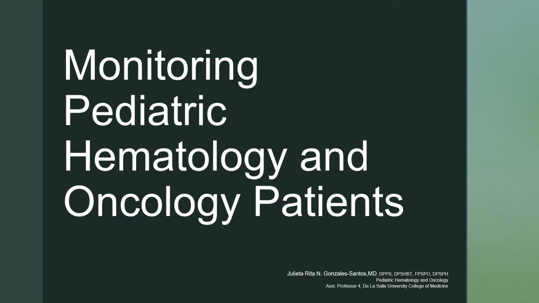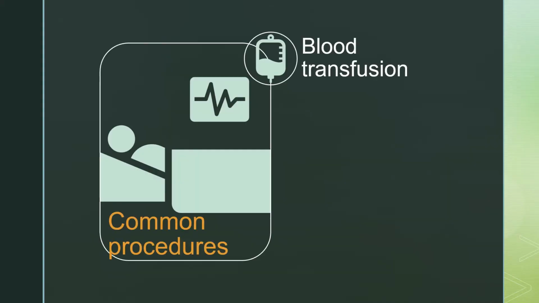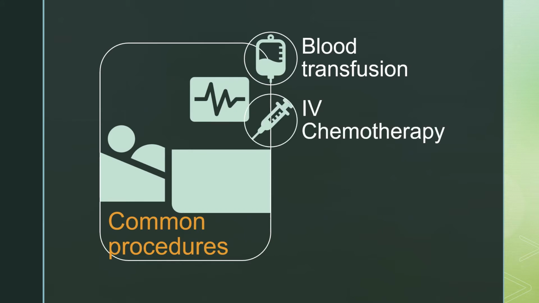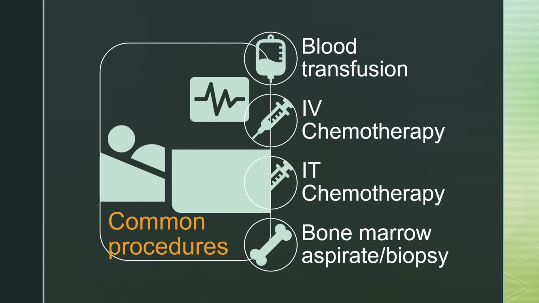Hi, I'm Dr. Rita Gonzalez, and this video is basically about what to monitor in pediatric patients who are undergoing hematologic or oncologic intervention. So, our common procedures are blood transfusion, intravenous and intrathecal chemotherapy, and bone marrow aspirate and biopsy. We occasionally do phlebotomy for patients with polycythemia too.